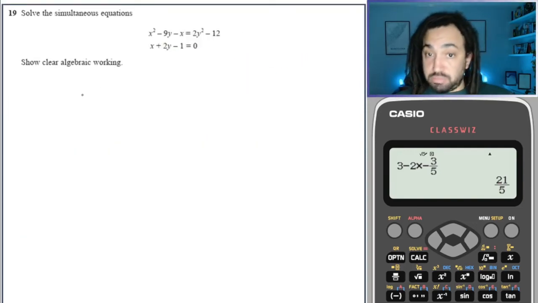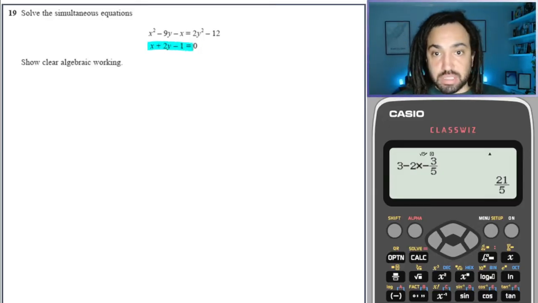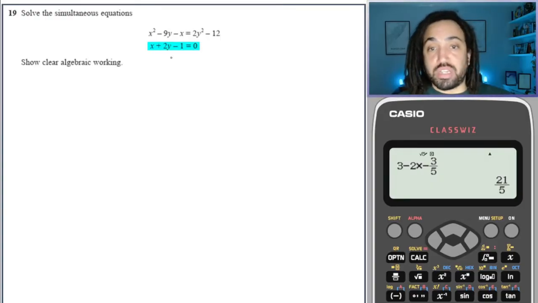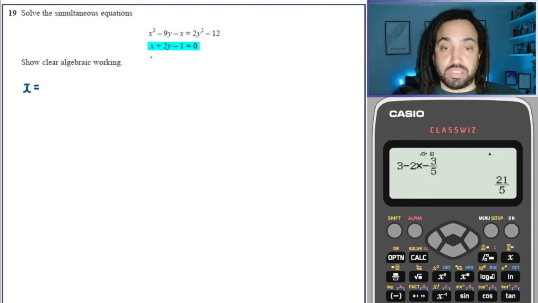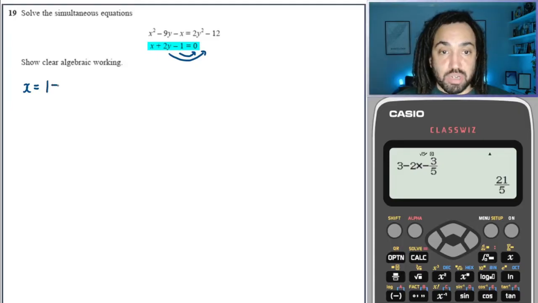Right, next question looks a bit tricky again, but as always, we're going to start with the linear, the one without the squared terms, and we're going to make one of the variables the subject. Now here I'm going to go with x because I don't want to be dividing, so x is the perfect one to go with. So what I need to do is move that to the other side, becomes positive, move that to the other side, becomes a negative, so it's 1 minus 2y.